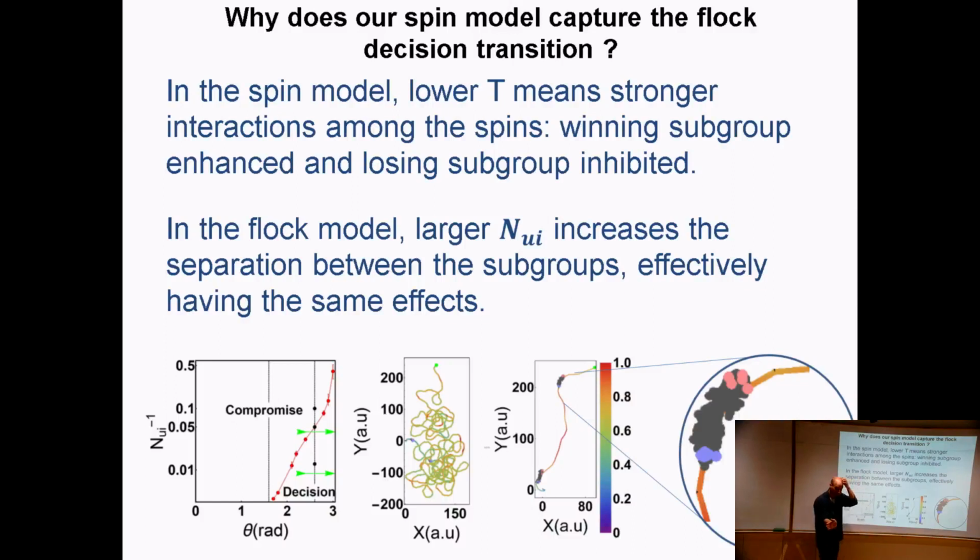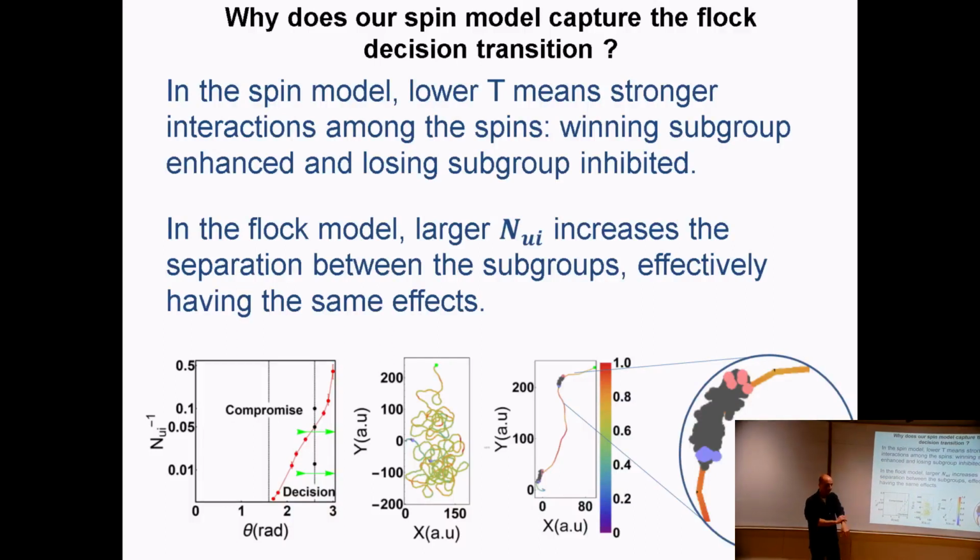From time to time, they try to do that, but they don't affect many individuals because they are segregated in the back. So by increasing this segregation, you actually increase the strength of the interactions between each subgroup, the inhibition and the enhancement, which is equivalent in our model to the low temperature regime.